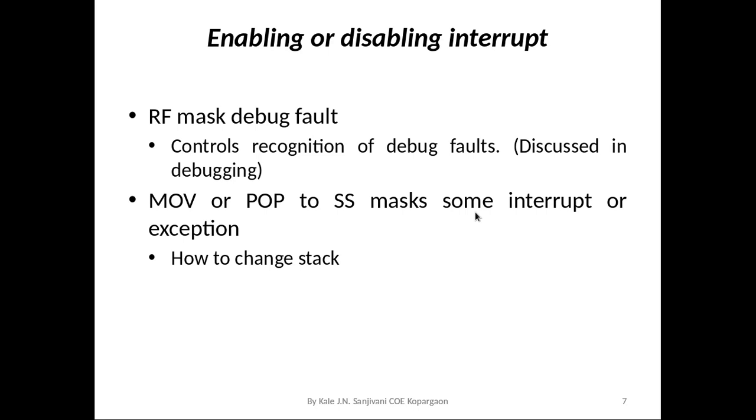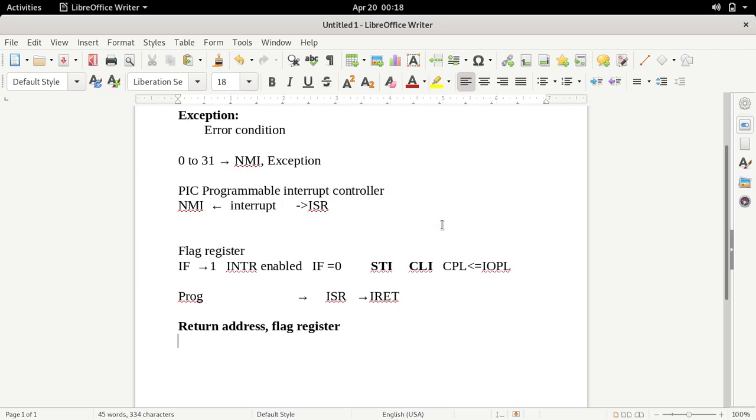Suppose your program is under execution and you want to change the stack. In order to change the stack, what do you have to do? You have to change the content of two registers. First one is the SSR, that is the stack segment register. What is the role of the stack segment register? It contains a base address. In case of real mode, it will contain directly the base address of the stack segment. In case of protected mode, its role is different.